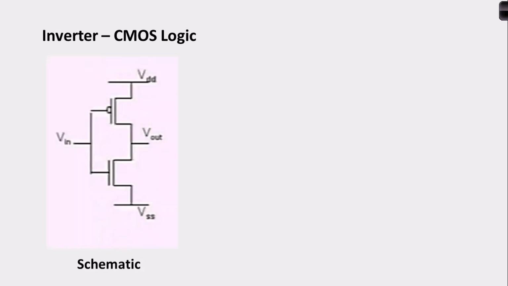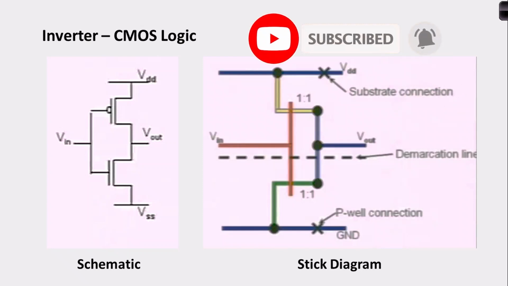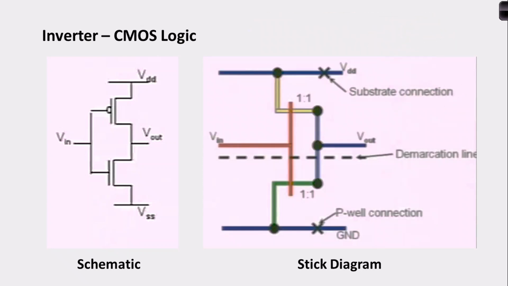Let us look at the CMOS inverter logic. This schematic diagram we looked at in module 2, where we also looked at how to draw the schematic. The similar stick diagram you can see at the right end. Our CMOS logic is nothing but complementary MOS logic. That means our pull-up region is comprised of PMOS MOSFETs, and the pull-down region is N-type MOSFETs. That is why it is called complementary MOS circuits.